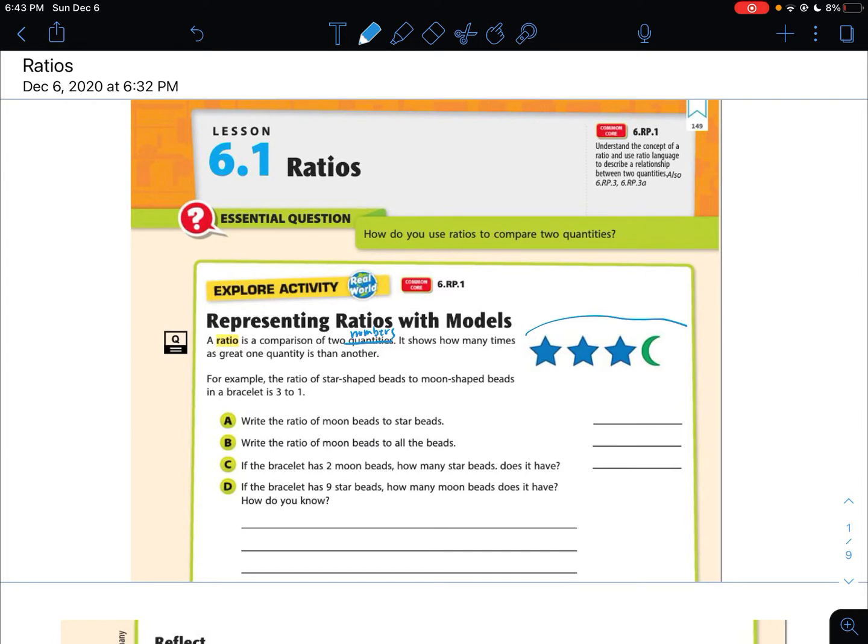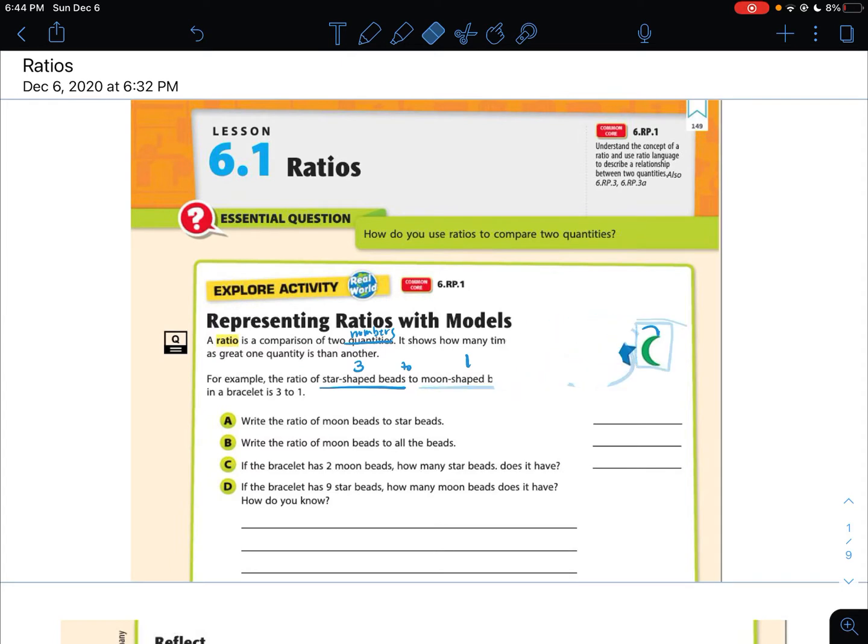So order matters when we're talking about ratios. They want to know what the ratio of star-shaped beads, there's 3 star-shaped beads, to moon-shaped beads, which is 1. So that's how they got the ratio, 3 to 1, okay? Ratios are kind of like rules. Every time you have 3 stars, you have to have 1 moon. It's like a rule. They go together like that, okay?